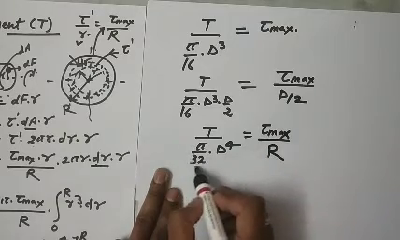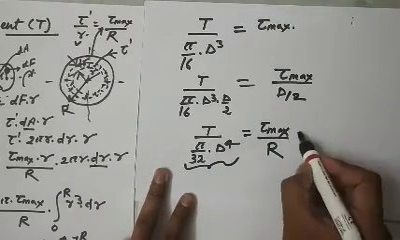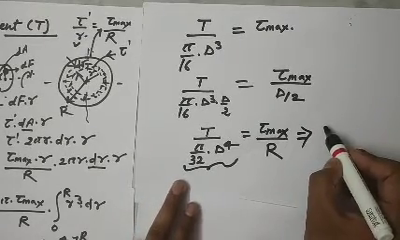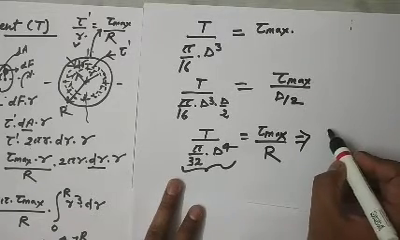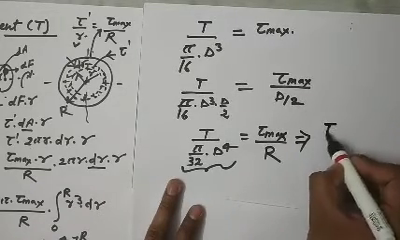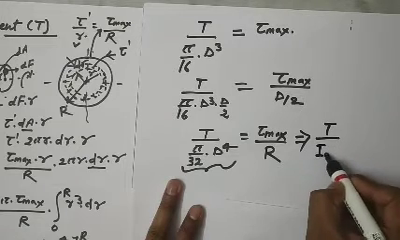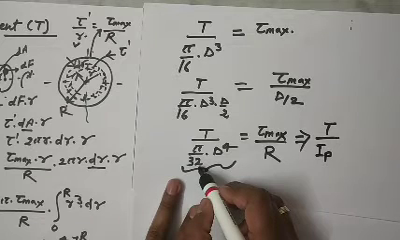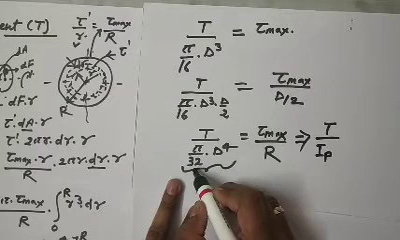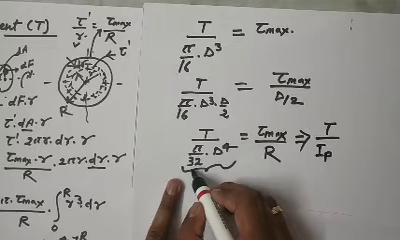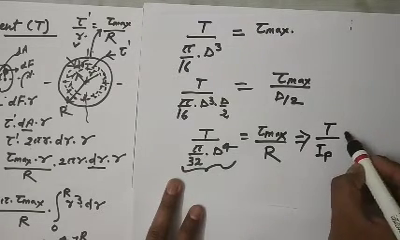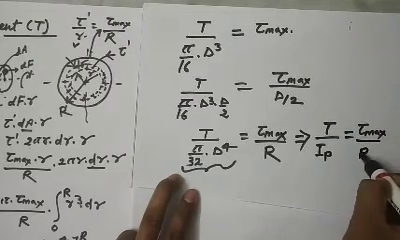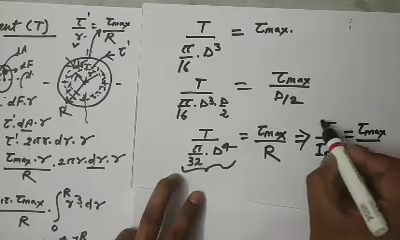And this term is replaced by, as we have already studied in the centroid and MOI portion, T upon IP. This one is equal to the polar moment of inertia of the circular cross section, that is, the moment of inertia of the circular cross section about its polar axis. T upon IP equal to tau max upon r, right? This is equation number 5.